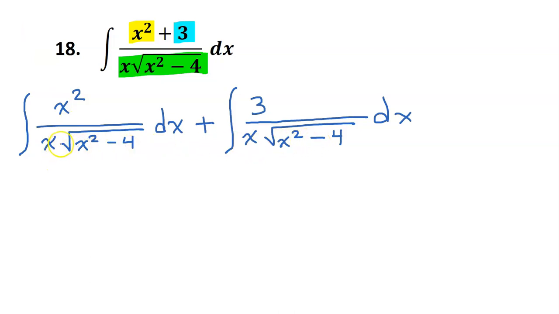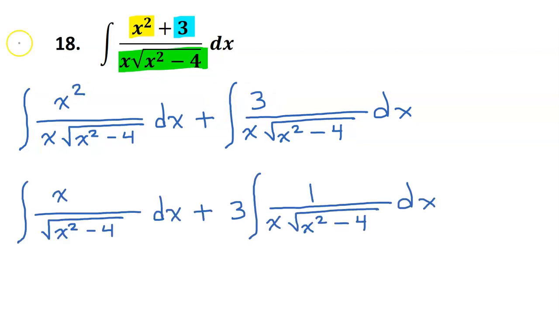On the next step, I'm going to simplify the x and the x squared. One of these x's will cancel out. Also, I'm going to take this 3 and move it outside of the radical. I'm going to move it outside of the integral and put it in the front. So now we have this.